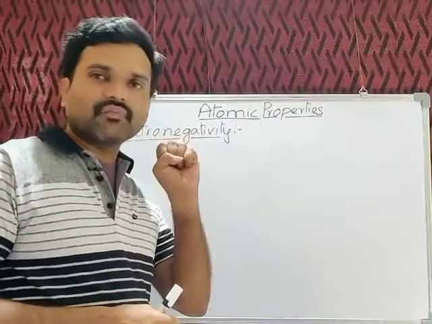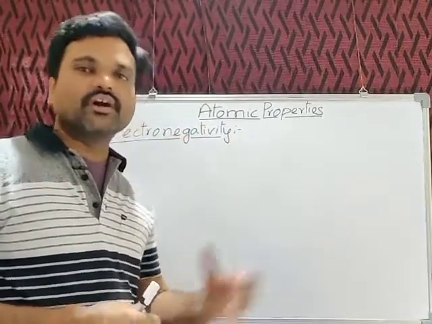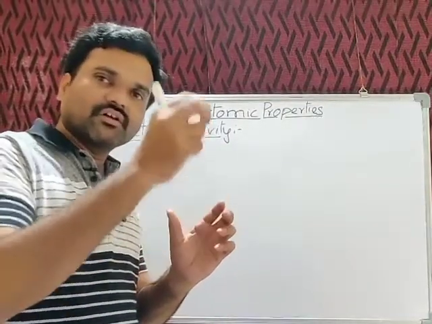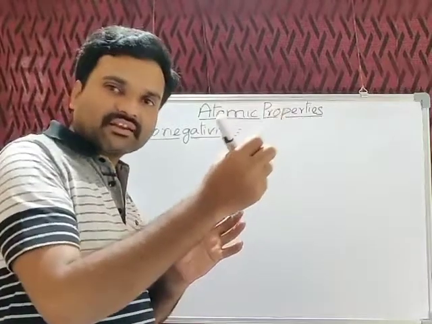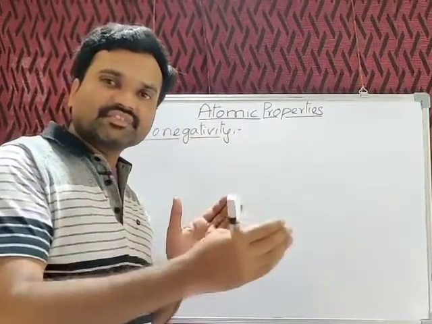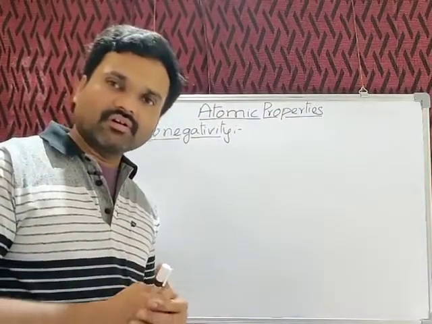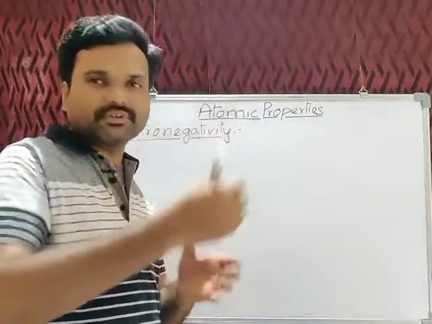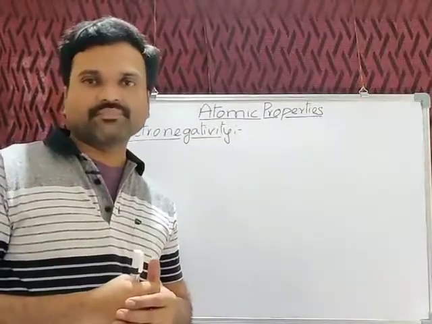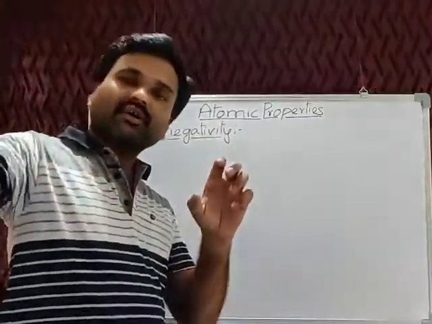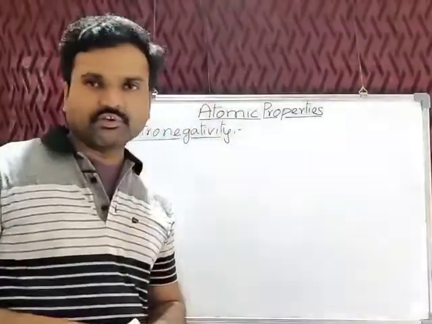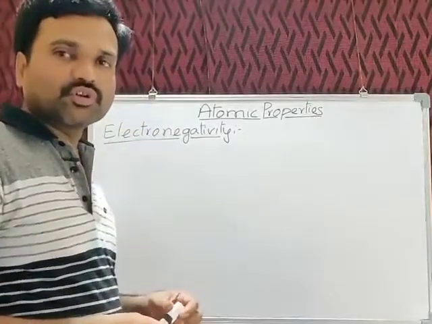So the attracting power of an element relates to the atomic size. If the size of the atom is smaller, the nuclear force of attraction on the outer electrons will be greater, so it can attract the electrons towards it very easily. Means electronegativity is inversely proportional to atomic size. If size is smaller, electronegativity or tendency of attracting electrons towards it will be greater. If the size is bigger, the tendency of attracting outer electrons will be a little less, because the nucleus will be very far from those electrons. So this is inversely proportional to atomic size.